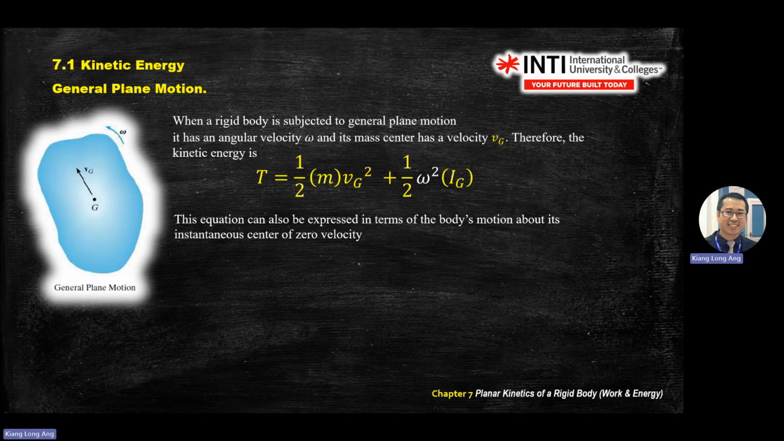But you need to be careful on the value of your I G when it becomes general plane. If you refer to a certain point, you need to convert your I G in terms of I O. Your I O will become I O plus m d squared if there is a different point.